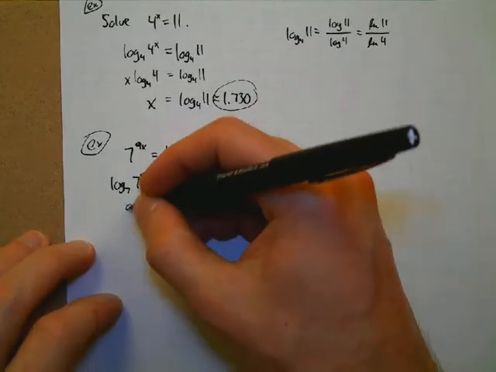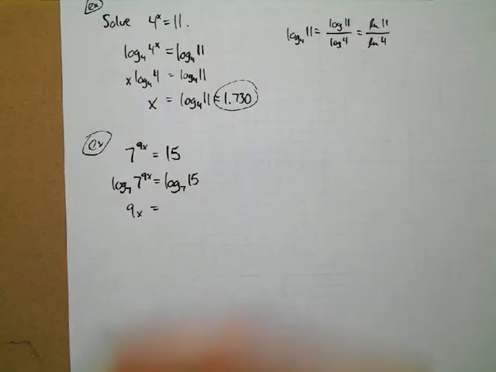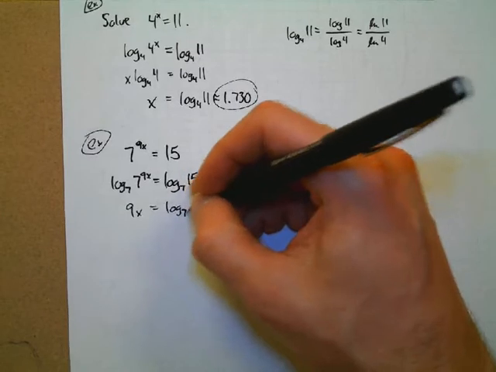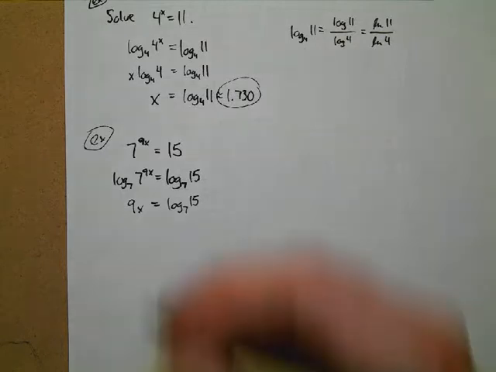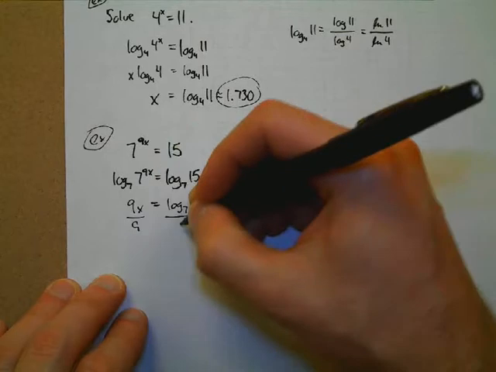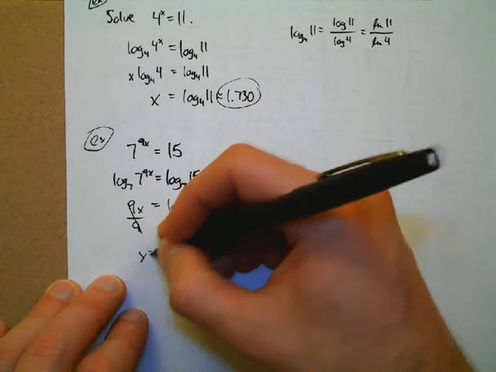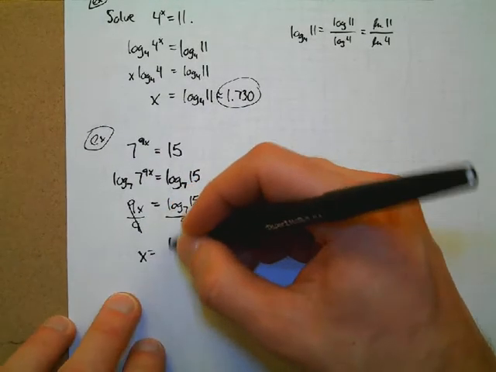Are we done? What do we still need to do? We have to divide by 9. And then that gives us what x will be. So we have log base 7 of 15 divided by 9.